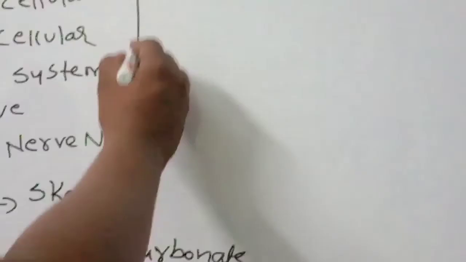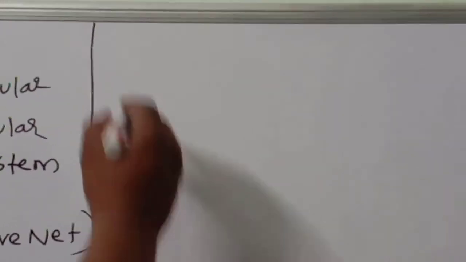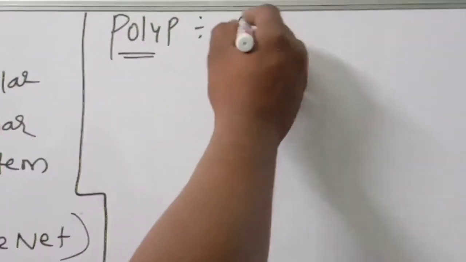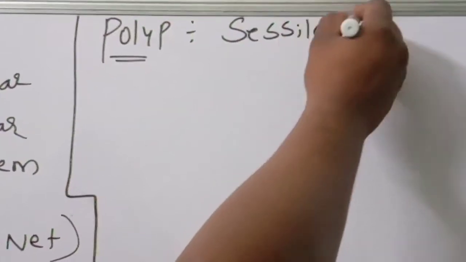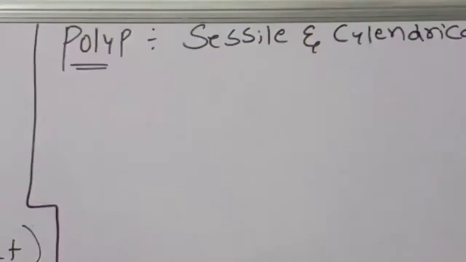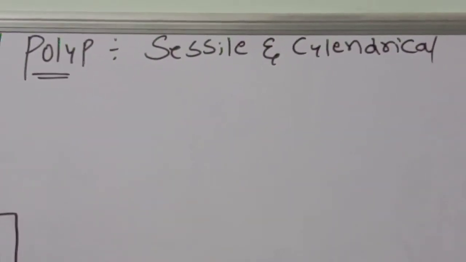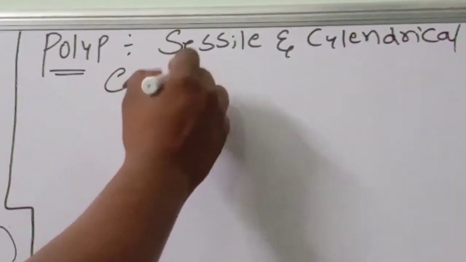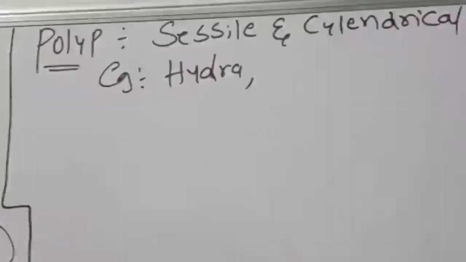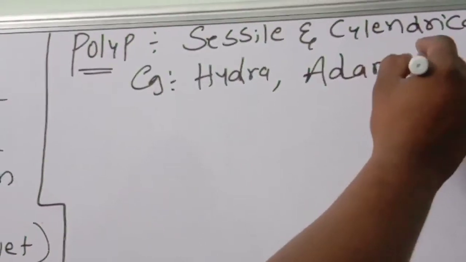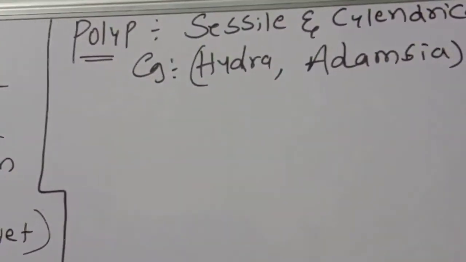Now we have to discuss polyp. What is a polyp? Remember this word. The polyp is sessile and cylindrical. This point you should remember. The next important one, the examples. What are the examples? Hydra and Adamsia. The polyp form examples are Hydra and Adamsia.